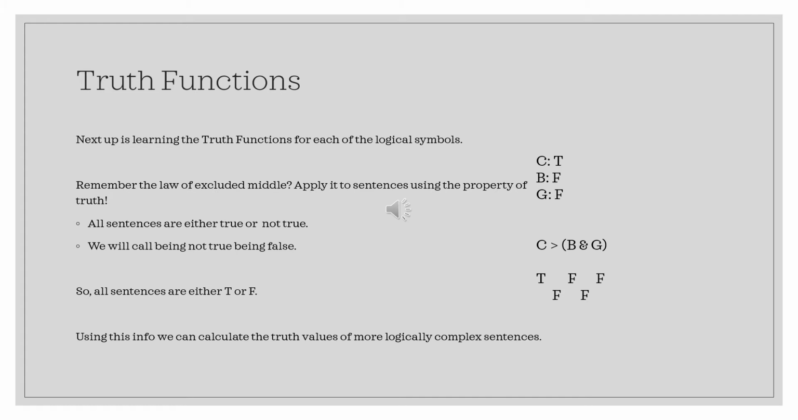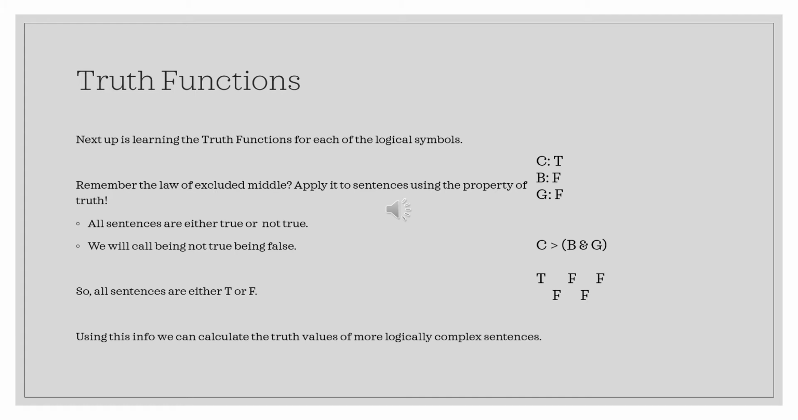Well, when we think about the notion of truth, we can apply that property to sentences. And we can see that every sentence has got to be either true or not true, right? According to the law of excluded middle. So if all sentences are either true or not true, then ultimately we can just call being not true the same as being false. Well, then we can think of sentence letters as having values, where the sentence is either true or it's false.